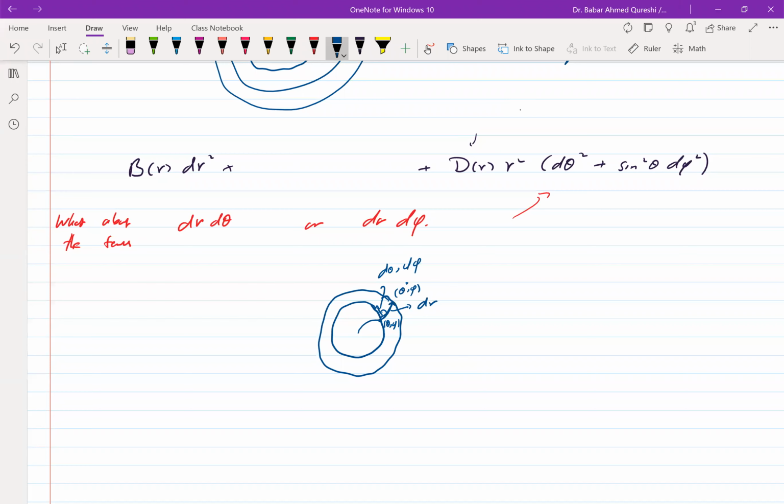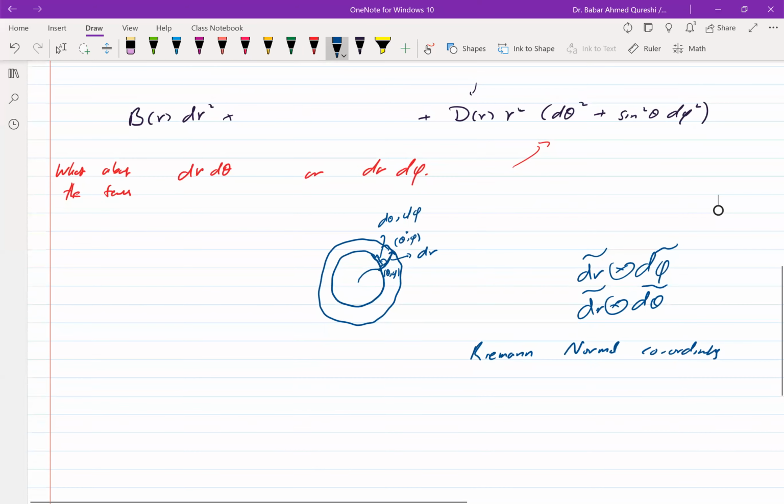So this angle between dr and d theta will be controlled by these terms in the metric. This one and this one. Now I can arrange, I can rotate the sphere, because at each point I can have Riemann normal coordinates, so that at that point, the basis vectors are orthogonal.